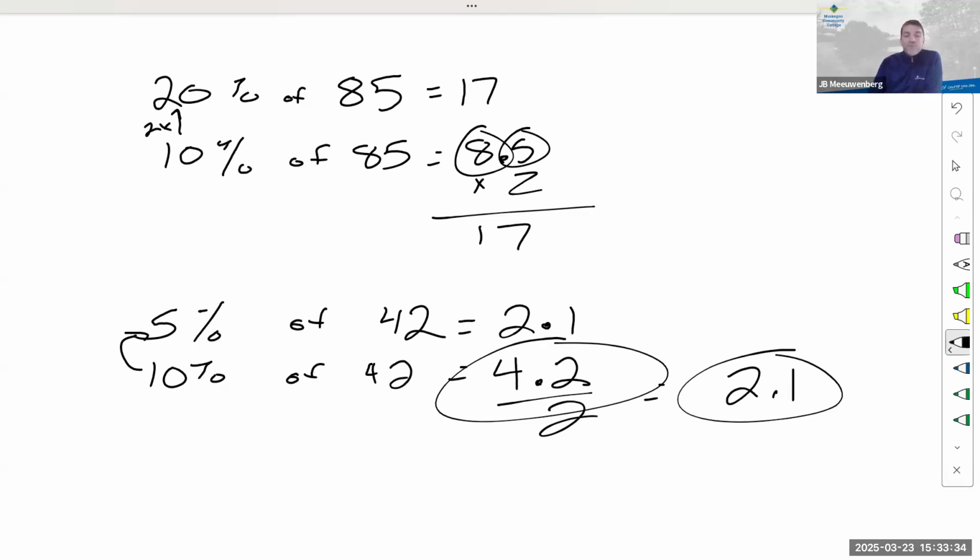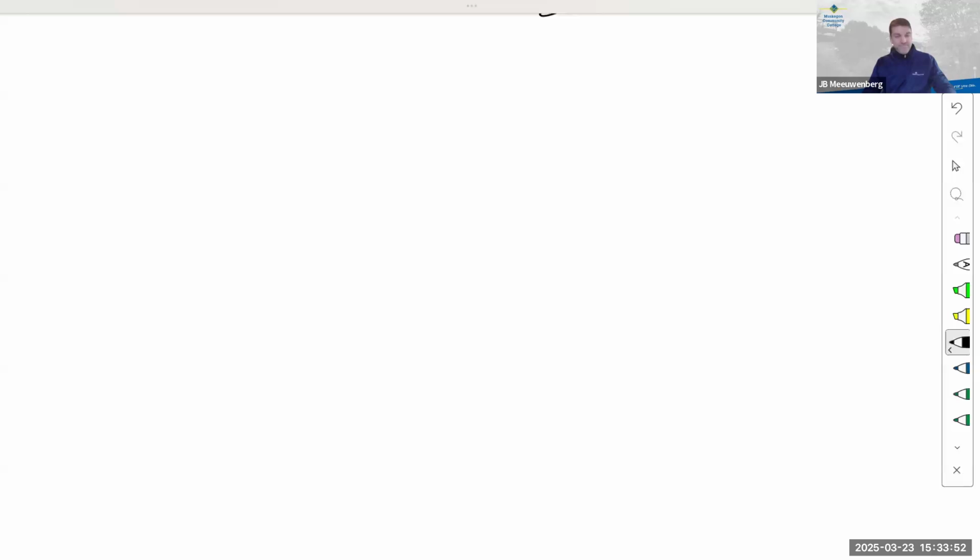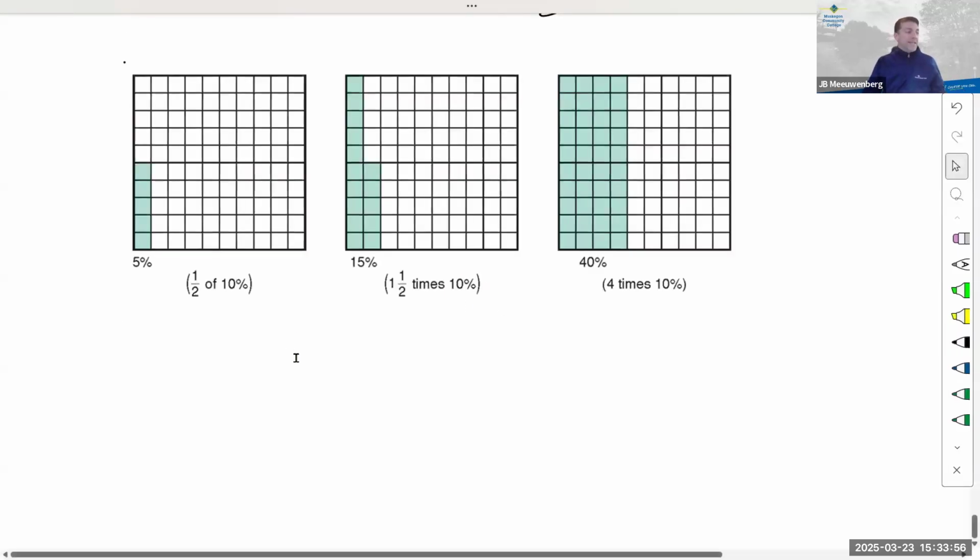So that is a really nice trick. We use that a lot if you are going to leave a tip. You know, you go out to dinner and you want to leave a tip and you want to leave 15% or 20% or 25%. That's an easy way to do it mentally to get, again, an approximation. And this visual helps show why that is.